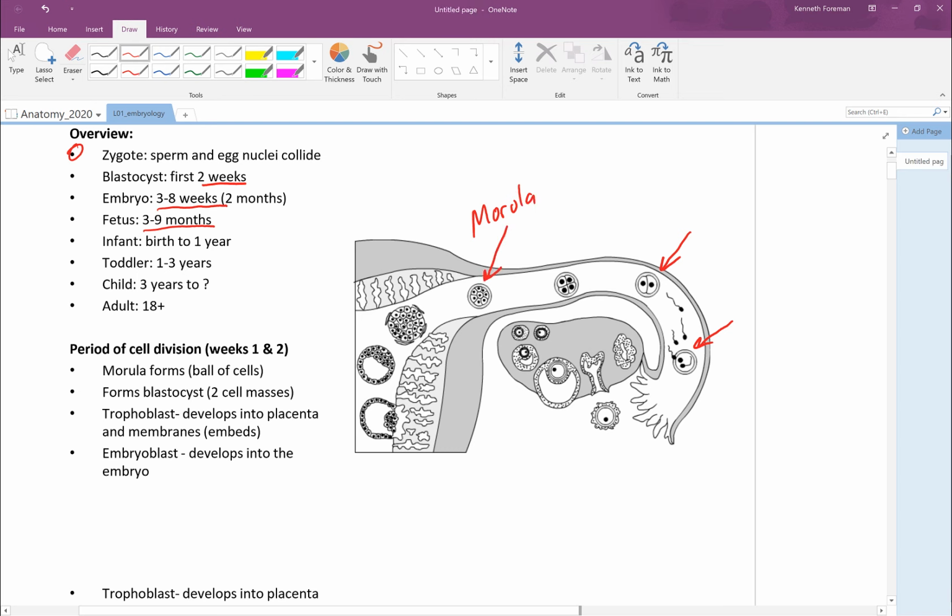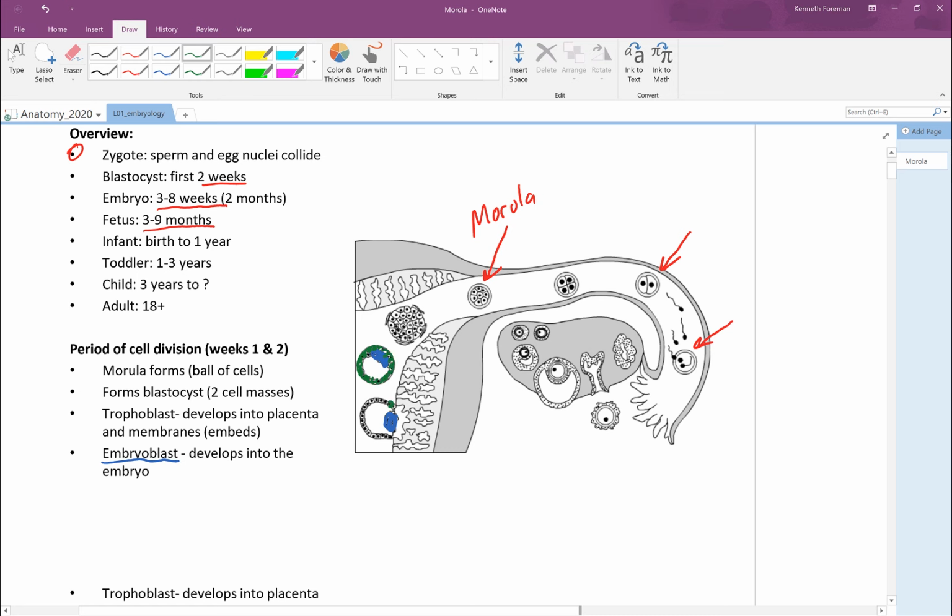And then as it develops more and more, we start to develop 2 cell divisions. These 2 cell divisions consist of embryoblasts, which would be right here and right here, and then we have trophoblasts. The trophoblasts would be around the outside.